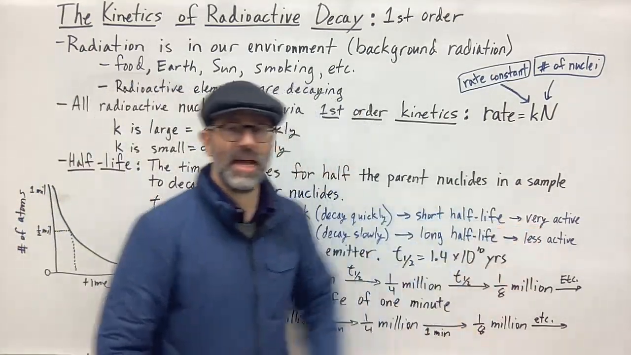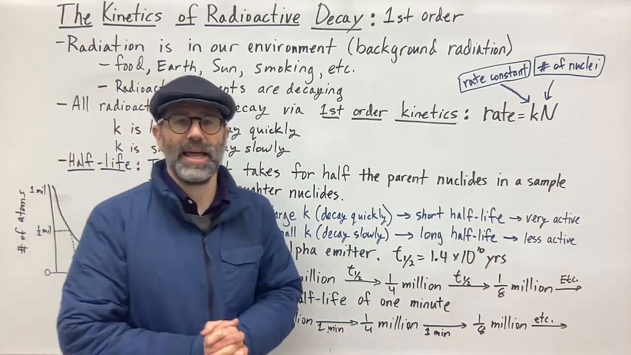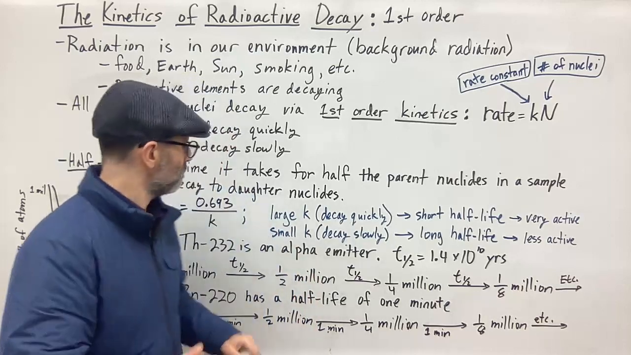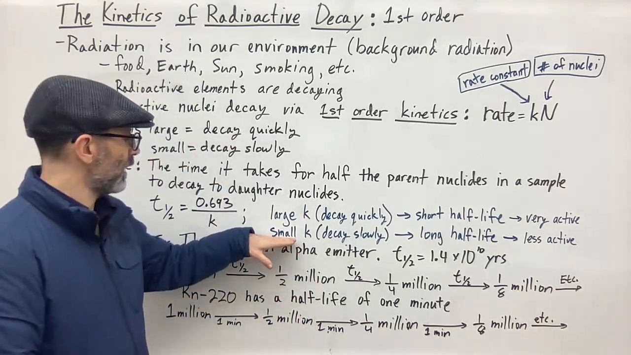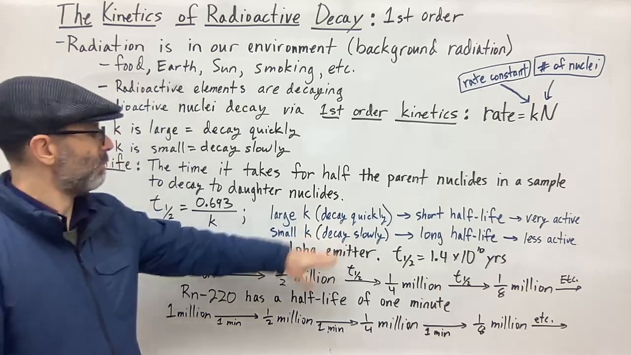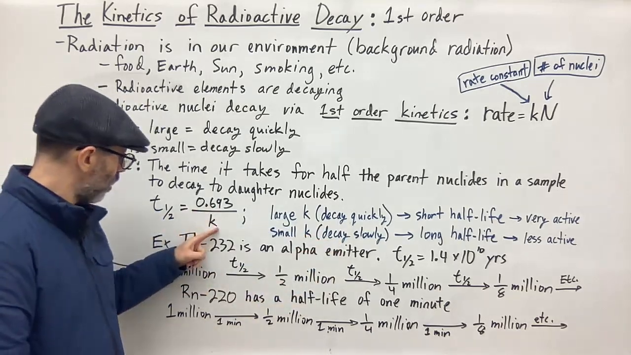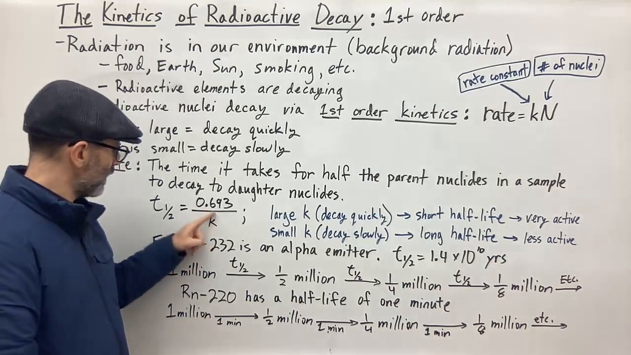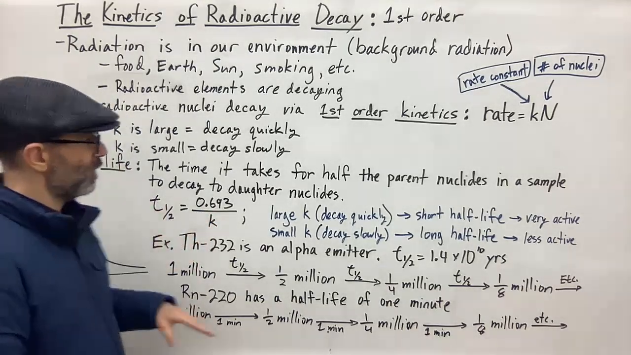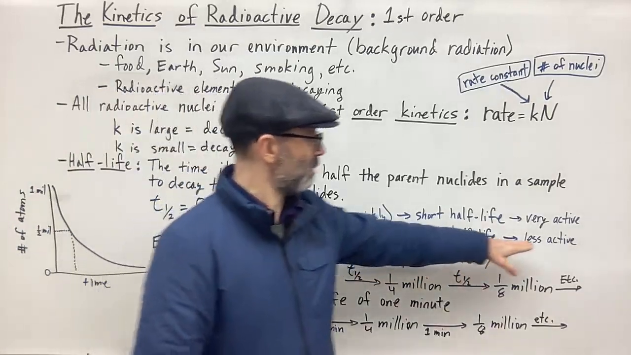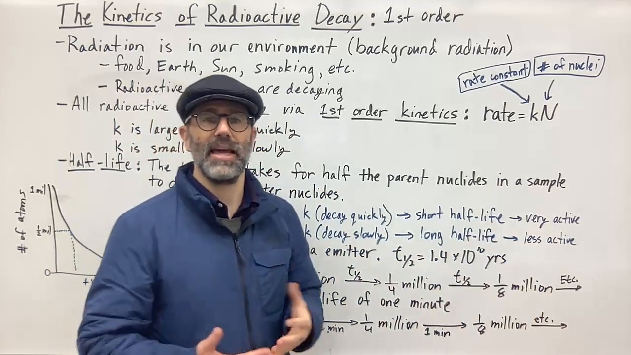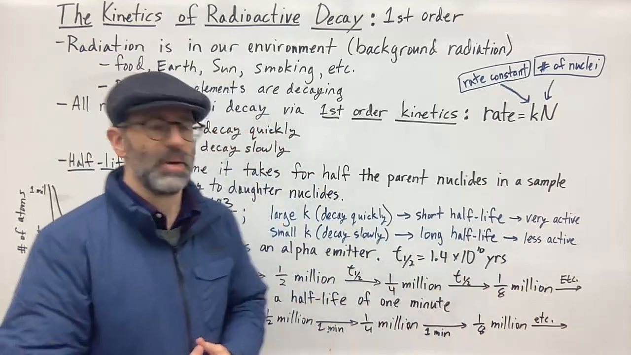Very active means that you're going to have a large number of decay events happening in that time. So here, if the rate constant is small, that means it decays more slowly. The smaller the rate constant is, the larger the half-life. So you're going to have a longer half-life, and that means it's going to be less active, meaning fewer decay events over a particular period of time.